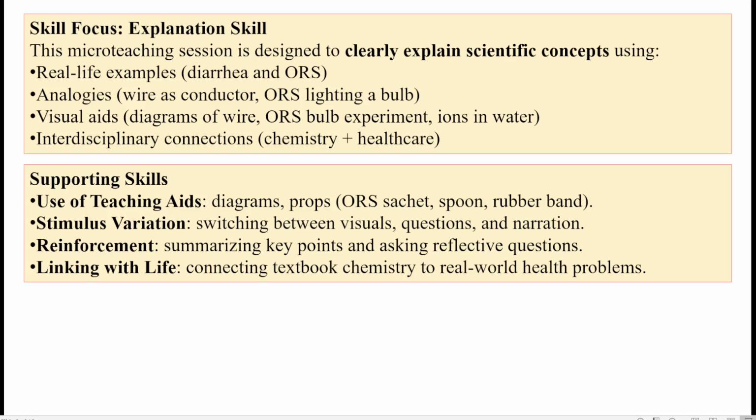The skill I have used here is called explanation skill, in which I clearly explained the scientific concept by taking a real life example like diarrhea and ORS. As analogies, I have taken the wire as a conductor and ORS lighting the bulb. As visual aids, I have shown the diagram of the wire, the ORS bulb experiment, and ions in water. I also made interdisciplinary connections, chemistry with healthcare. Along with the explanation skill, I have also used supporting skills like teaching aids, stimulus variation, reinforcement, and linking with life.